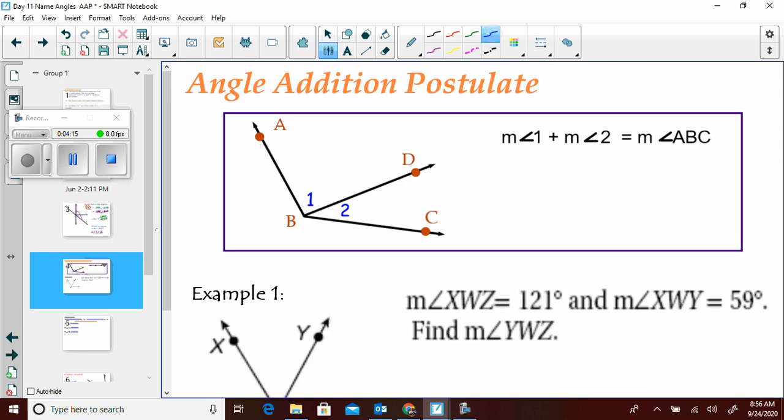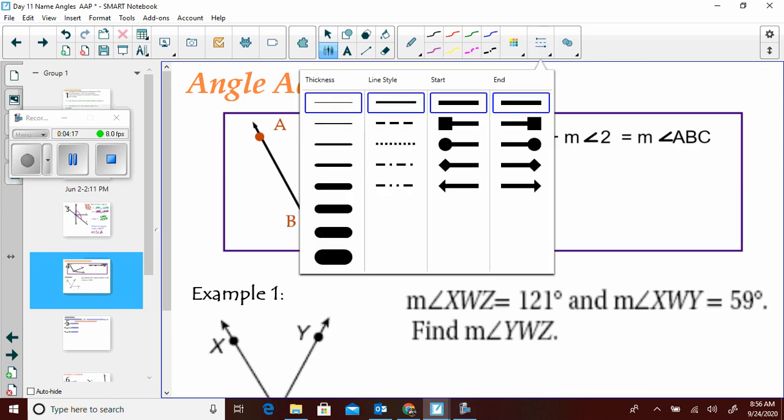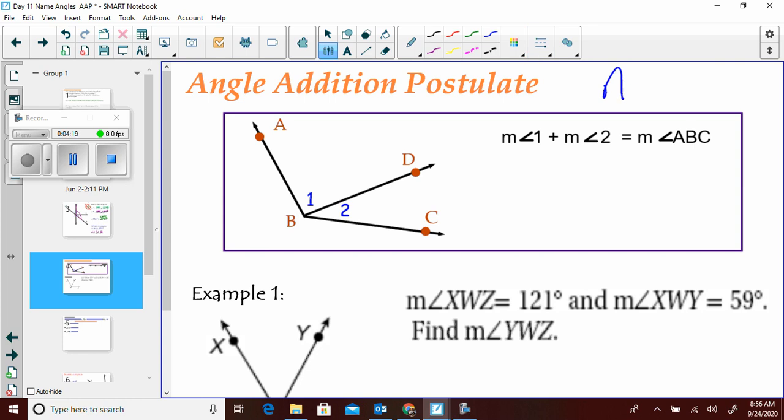Okay, angle addition postulate. The angle addition postulate, or AAP, is the same as the segment addition postulate. It says a large angle can be written as the sum of the two smaller angles. It is a postulate because this is accepted as truth. It's common sense, for lack of a better way to say it. 1 plus 2 obviously equals the whole thing, ABC.